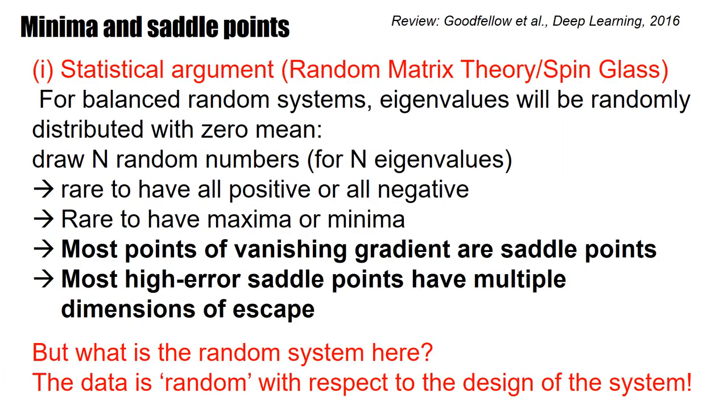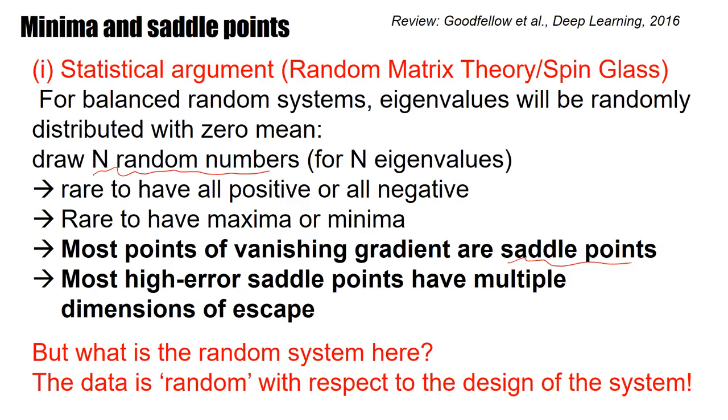So the summary of the statistical argument is that for these random matrix theory or spin glass systems, we think of the n eigenvalues as n random numbers. Since it's rare that they all have the same sign, it's rare to have maxima or minima. Most points of vanishing gradients are saddle points, and most high-error saddle points have multiple dimensions of escape.